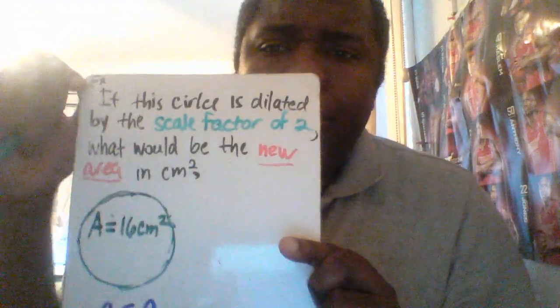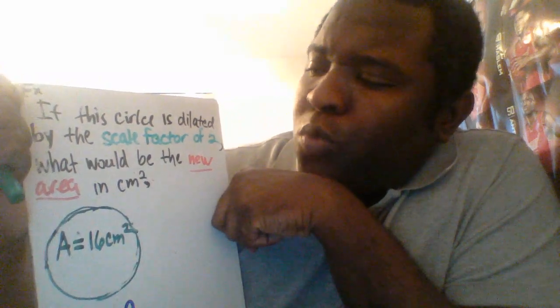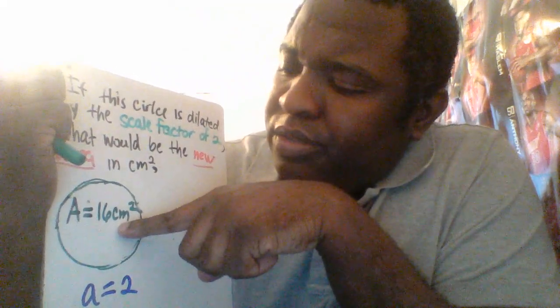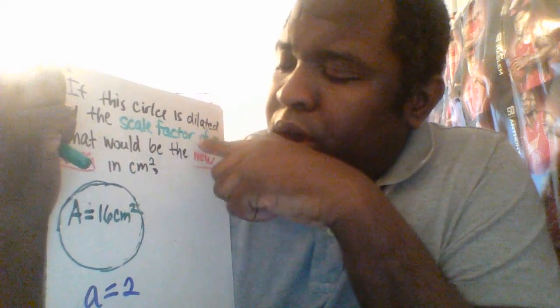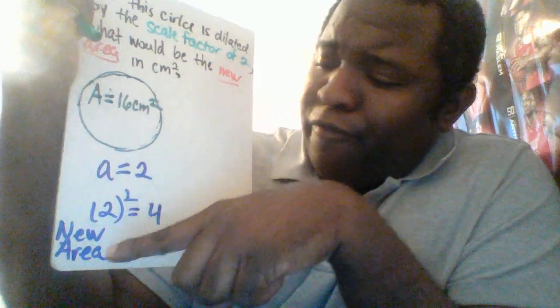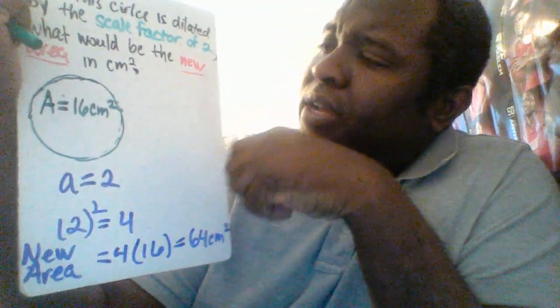So we've done perimeter, we've done area of a rectangle, and now we're going to do area of a circle. We say if the circle is dilated by a scale factor of 2 units, what would be the new area in centimeters squared? You have this as 16 centimeters, so that's our area. Our A is equal to 2, so we do 2 squared, which is 4. Now we multiply 4 times the area. We know the area already is 16, so 4 times 16 is 64 centimeters squared. That makes sense, because that's what our new area would be.